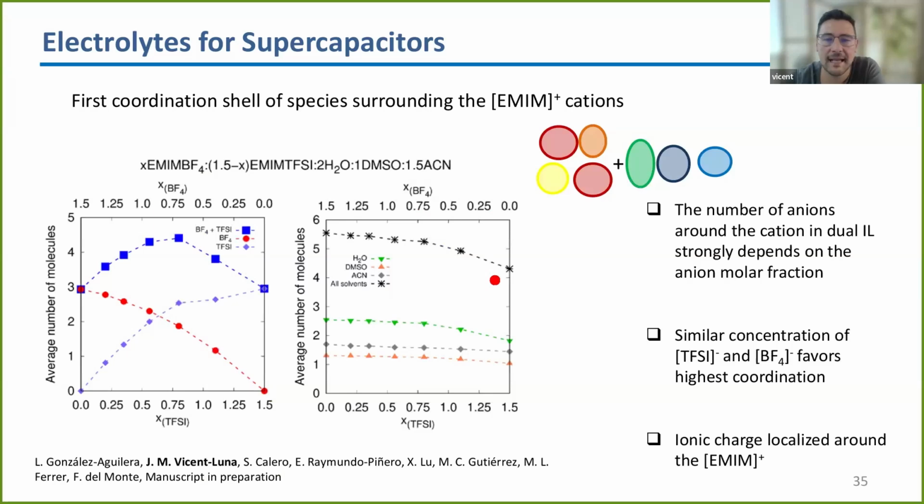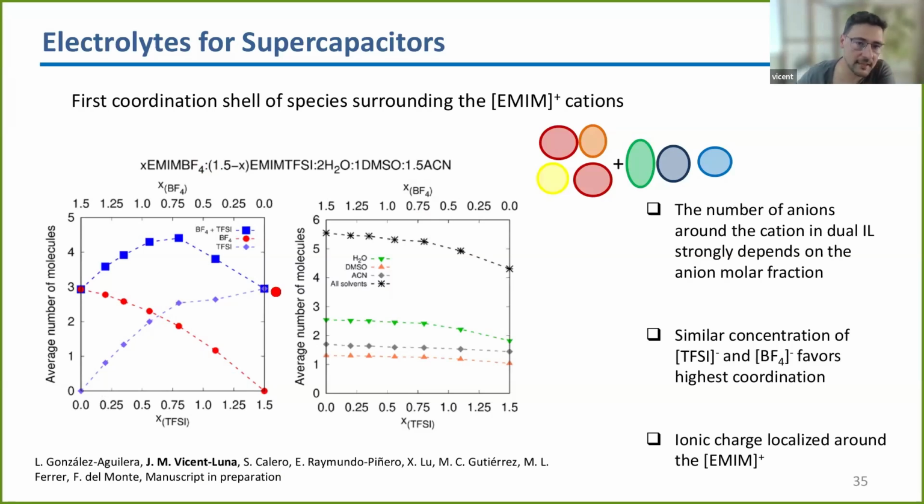Again, the last step is what will happen when we change the concentration of our anions. So we mix two different anions. In principle, we can think that in pure tetrafluoroborate or in pure TFSI, if we have 3 species surrounding the cations, the mixture should behave similarly. But this is not the case.